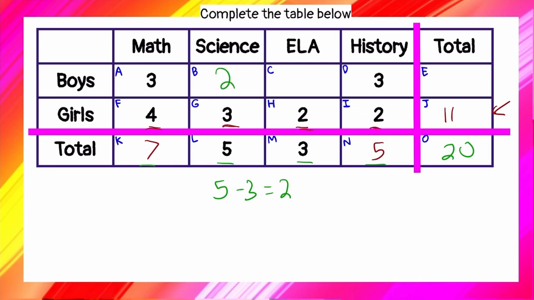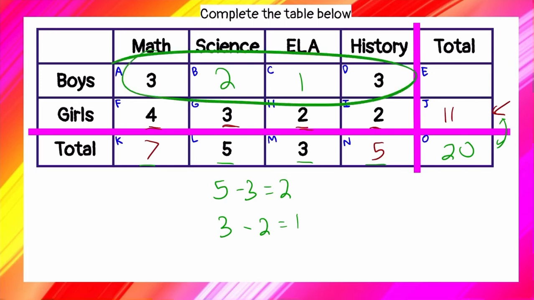And what do you think goes in box C? We would do the total number of students, which is 3, minus the number of girls, which is 2, and we get 1 left over. And now we can figure out our total number of boys either by subtracting 20 minus 11 or adding all of the boys up. What do you get? We would get 9 boys in total.